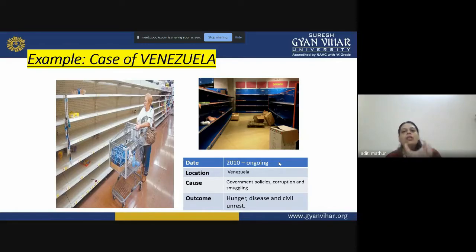So this is at the macro level, at the level of a country, that because of not so good government policies, or because of problems like corruption and smuggling, the people were facing replication in terms of hunger, stockouts, diseases because of malnutrition, and civil unrest, right? So you can see the two pictures in front of you, that everything was empty. There was nothing available in the market, right? So it is one of the cases which was studied at the macro level, and it was understood that because of the lack of resources and the improper allocation of resources, this state of Peninsula was there in front of us.